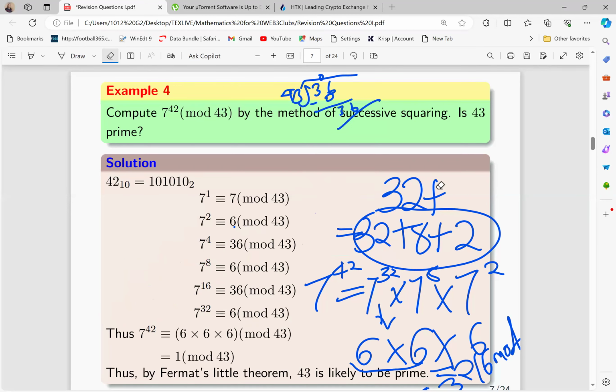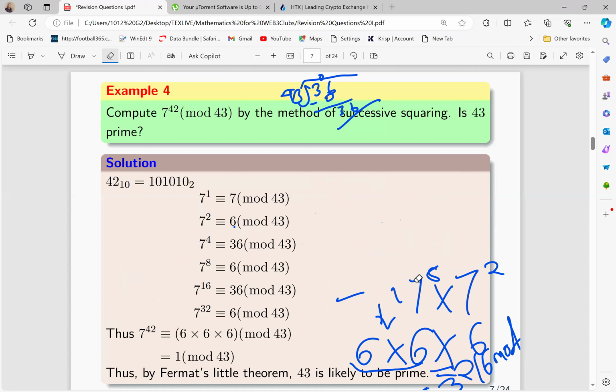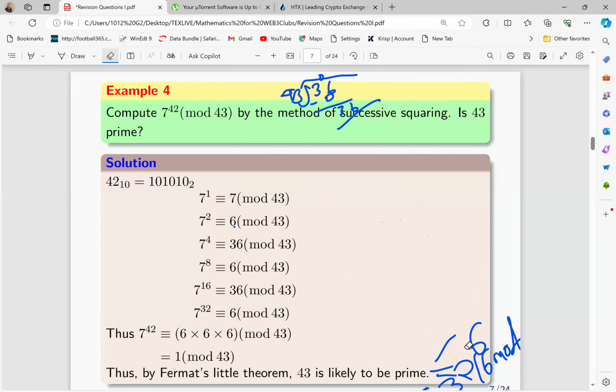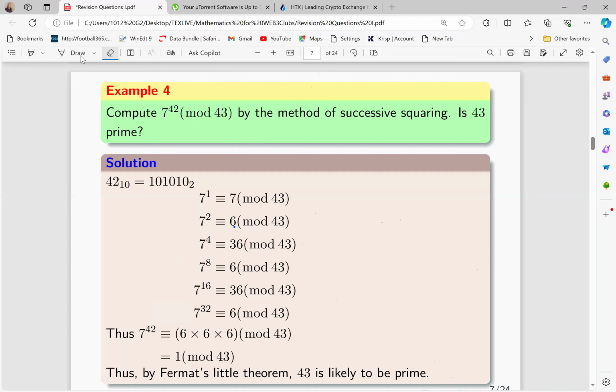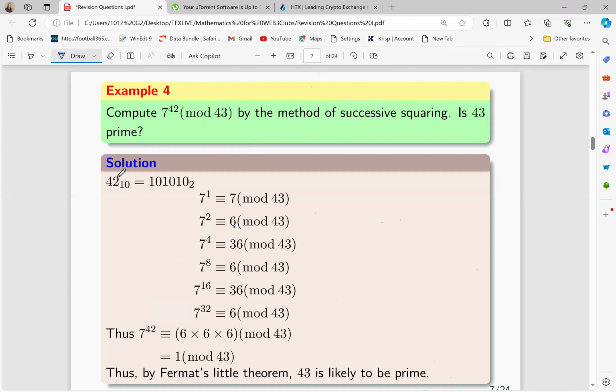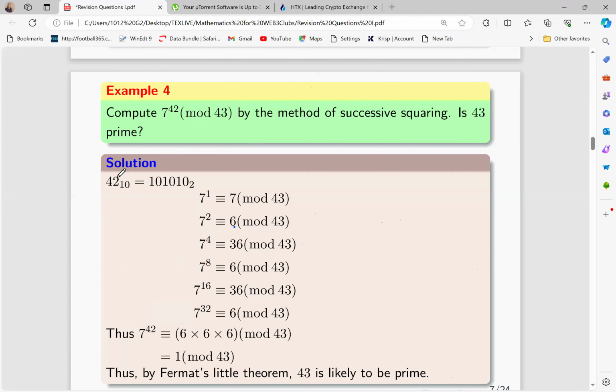Now, you used Fermat's little theorem here to tell that this number is likely to be prime. The only time you say it's prime is when you test all the numbers mod 43. What I mean is that if you want to be sure this number is prime, we've already tested 7, and 7 raised to 42 has given us 1.